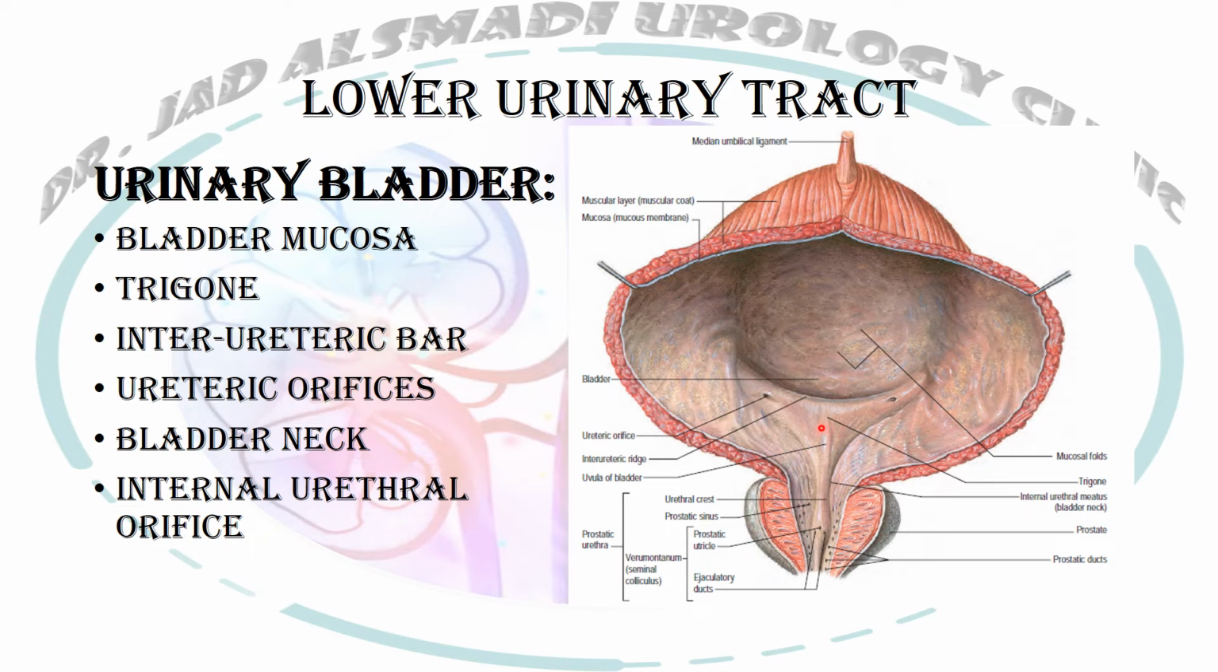Also in the trigone, the smooth muscle consists of only two distinct layers, not like the rest of the detrusor muscle. The rest of the detrusor muscle has inner longitudinal, middle circular, and outer longitudinal layers, while in the trigone we have the superficial trigonal muscular layer, which is superficial to the inside of the bladder from the cystoscopic view, and we have the deep trigonal muscular layer.